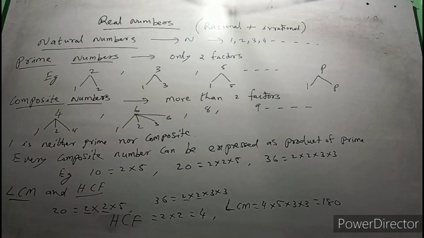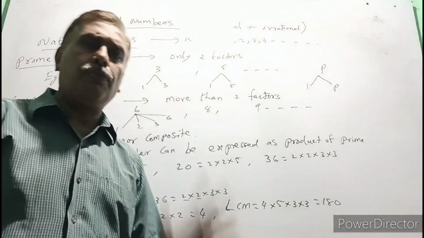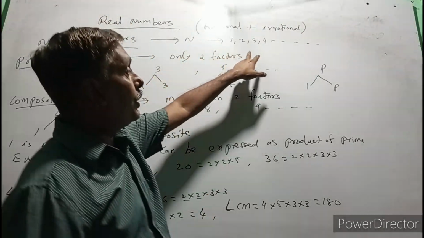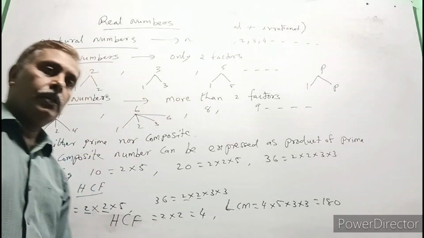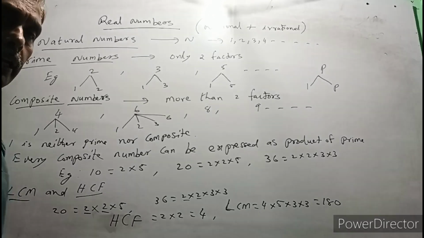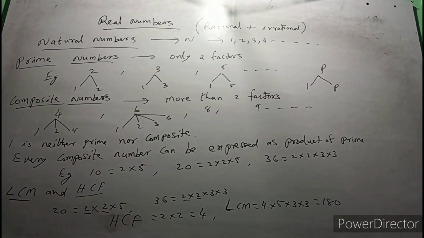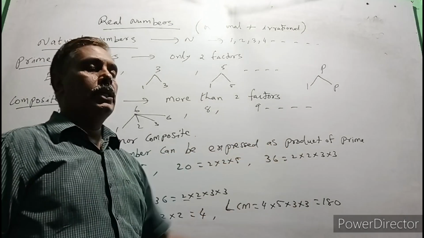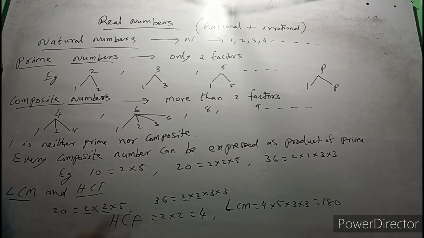We already learned these types of things. 1 is neither prime nor composite because 1 has only one factor. Two factors are required for a prime number, more than 2 for a composite number, but 1 has only one factor. So it is not a prime, and not a composite either. Every composite number can be expressed as a product of primes. You take any composite number, you can write it as a product of prime numbers.